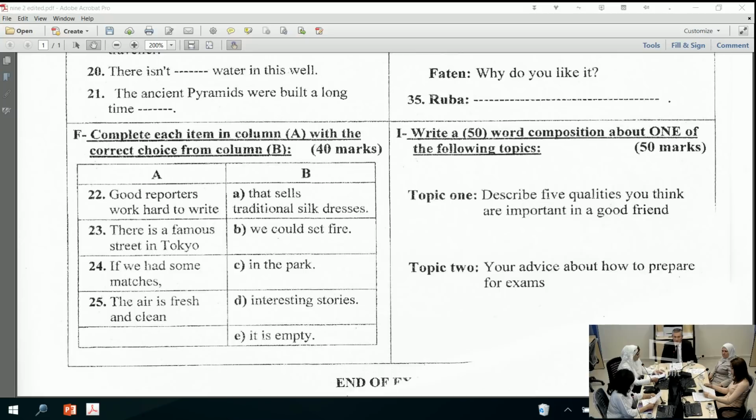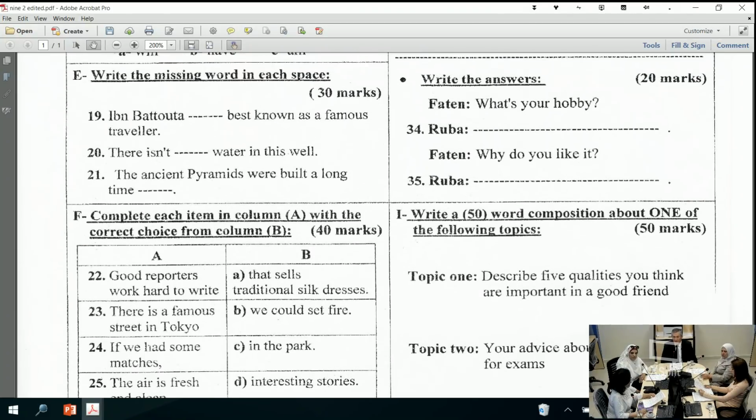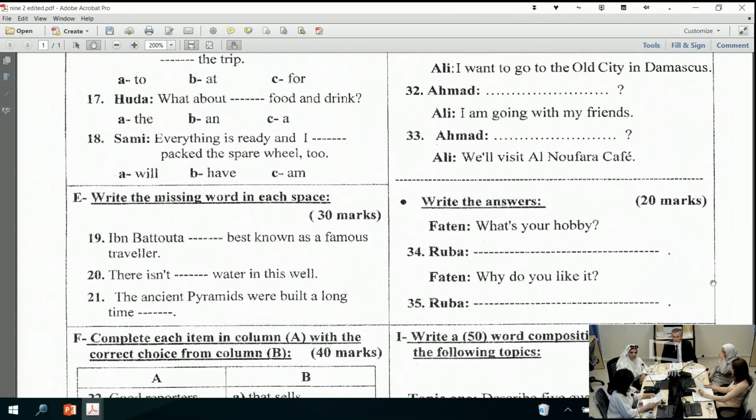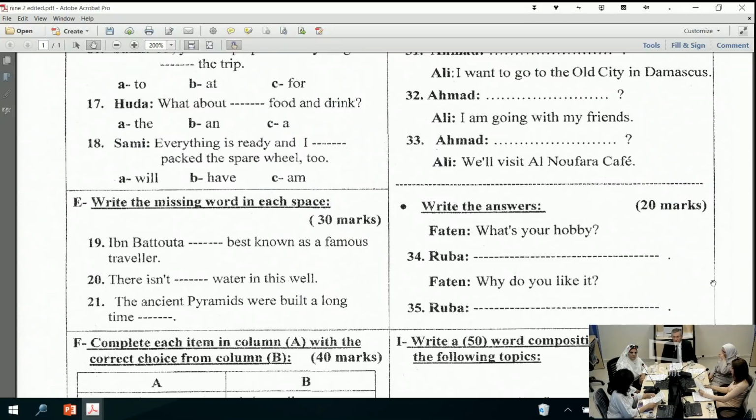This way we finished exercise F. It is allotted 40 marks. We have 4, for everyone 10 marks. We move to the second part of the second page of the exam paper.